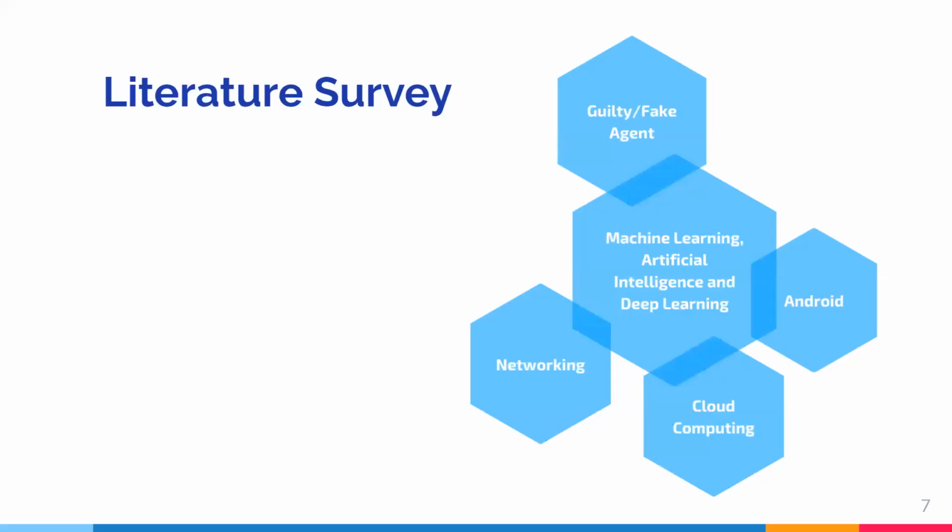Our literature survey included research papers from various resources like IEEE, Elsevier, and Springer, and it covered several domains. These domains are guilty/fake agent, networking, cloud computing, Android, machine learning, artificial intelligence, and deep learning. The literature survey led us to the observation that the guilty/fake agent domain introduces techniques for detecting data leaks produced by malicious entities intentionally or unintentionally transmitting confidential or private data to unauthorized third parties.